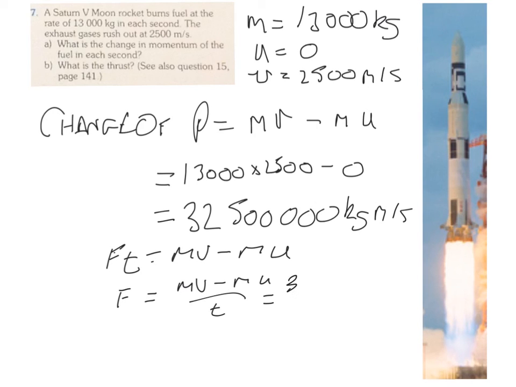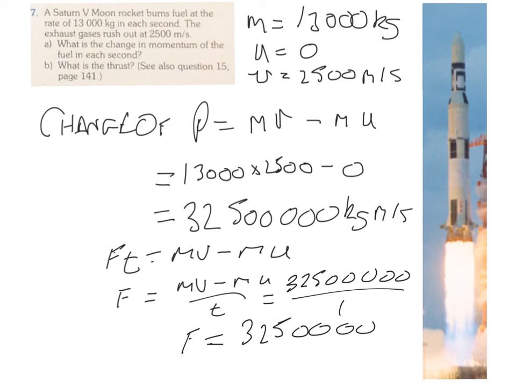So we've got 32,500,000 over 1 second, which gives us a force of 32,500,000, and that's now in newtons. So 32.5 million newtons of thrust is how much we get from that.